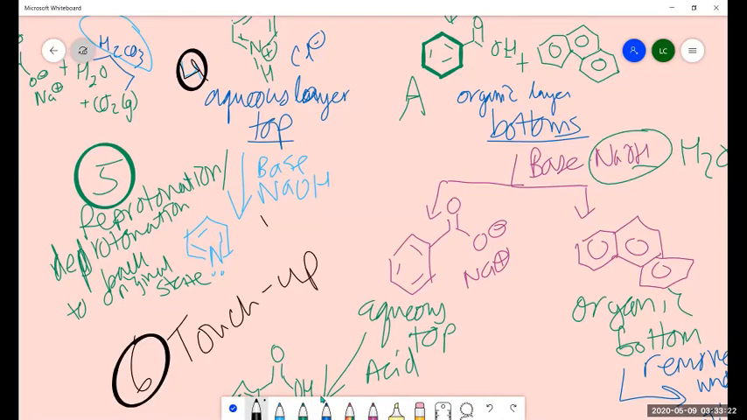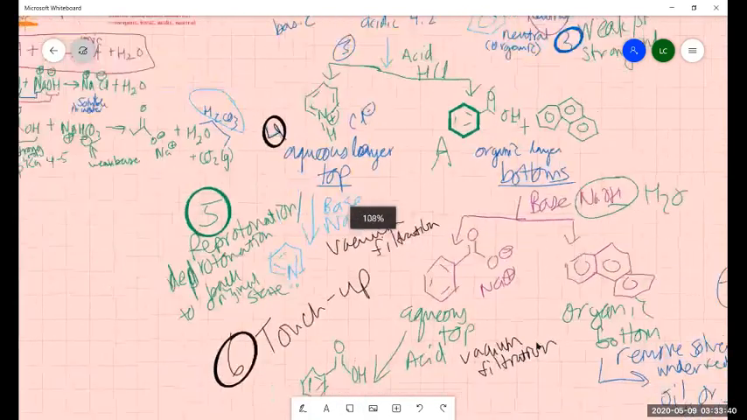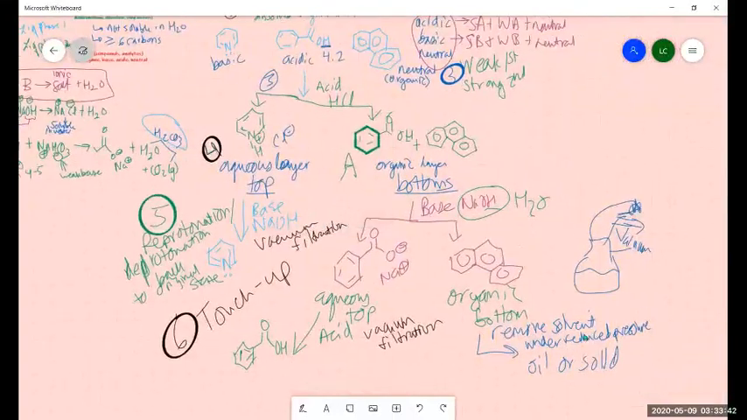So are you using vacuum filtration, or are you using removal of solvent? Just note the two are different. Vacuum filtration is just like straining out something, kind of like pasta, if you think about it. And here it's a little different. You're just trying to evaporate the solvent.